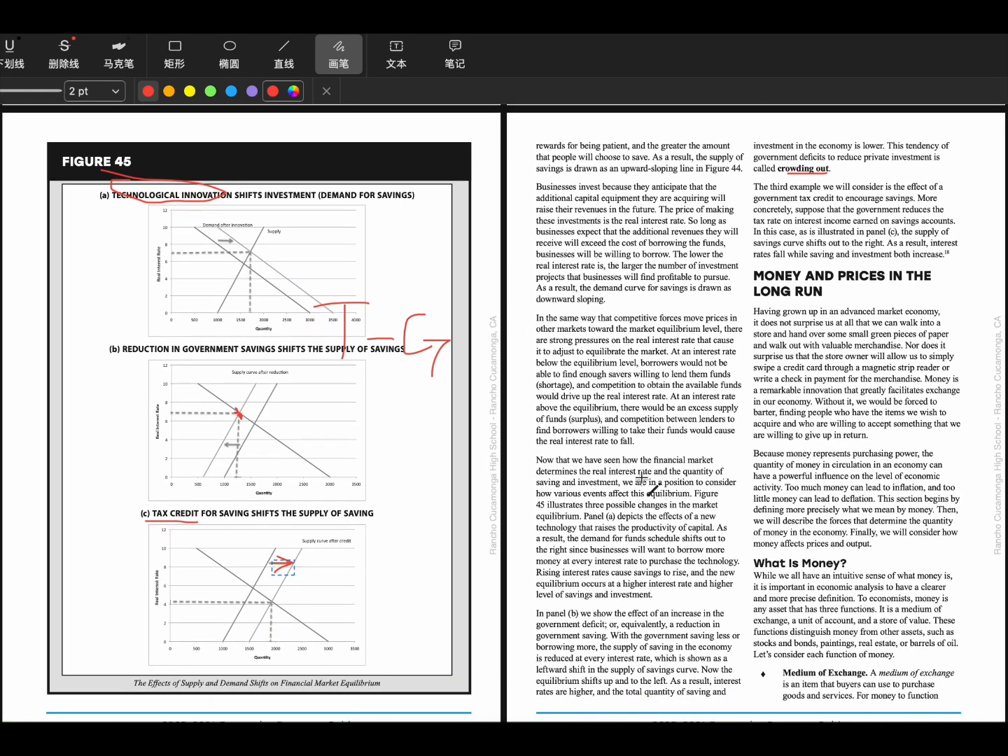And those are the three main ways. There are obviously a lot of other ways, but those are the three main ways that you need to know how it shifts and how crowding out works. Crowding out happens when there's a government deficit and the private actors, the private companies, are not happy with the increase in the real interest rate.